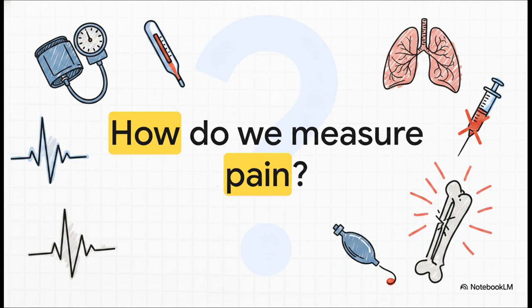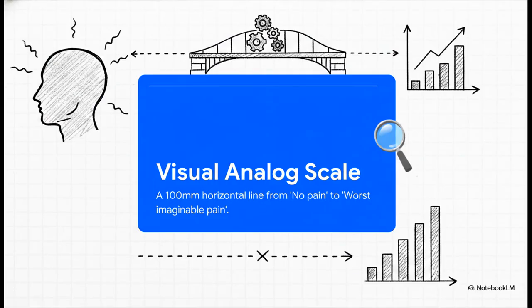We have tonometers to precisely measure blood pressure, and we have thermometers for temperature, but there is absolutely no painometer that you can just plug into a patient. You can't just draw blood to see how much a broken leg hurts. So, how do we actually measure it? Well, this brings us to our solution, the visual analog scale.